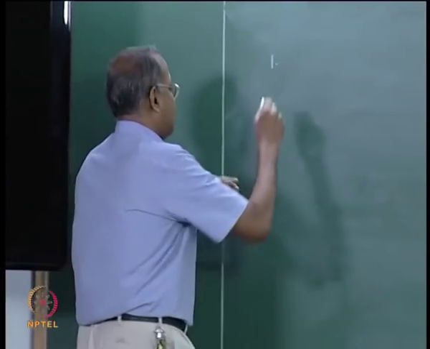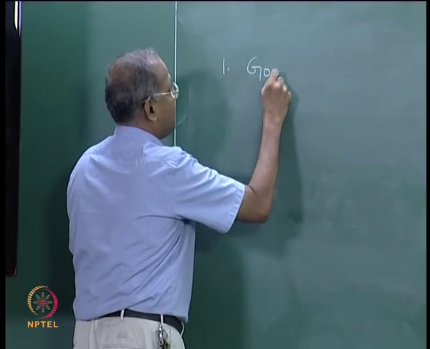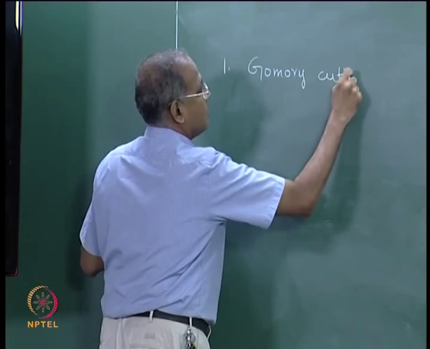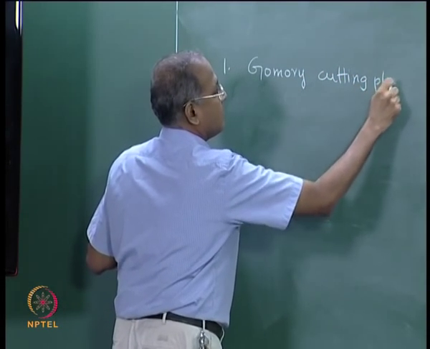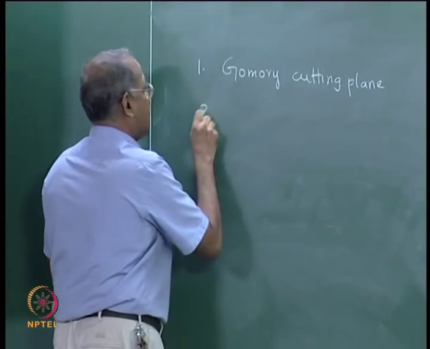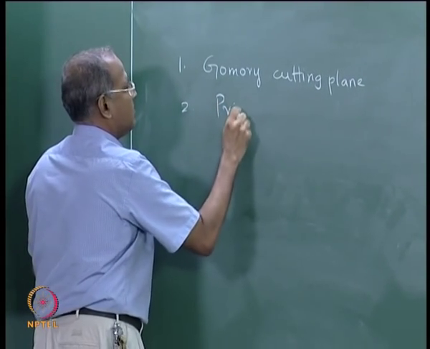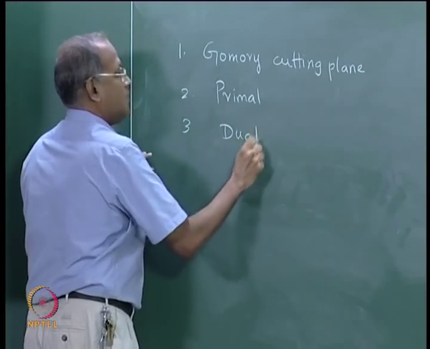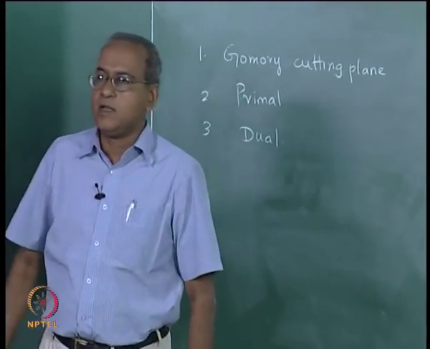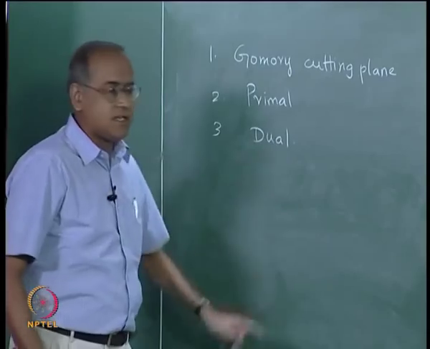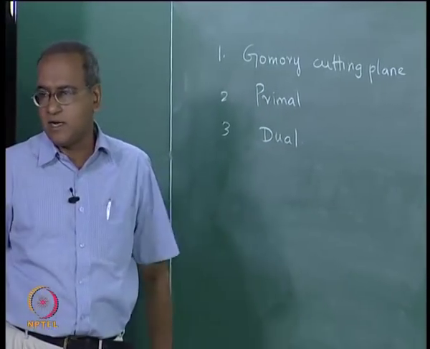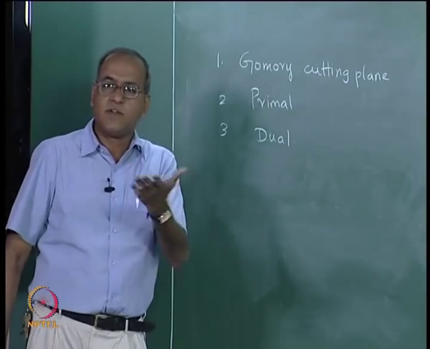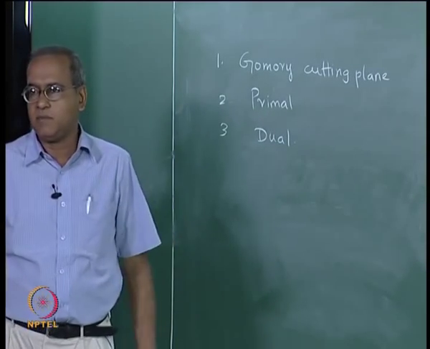So, we saw 3 algorithms: the Gomori cutting plane algorithm, the all integer primal algorithm, and the all integer dual algorithm. Now, these 2 all integer algorithms ensure that the integer nature of the table is maintained, whereas the Gomori cutting plane algorithm allows fractional numbers to come into the table.